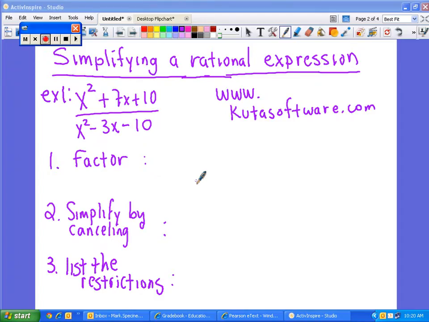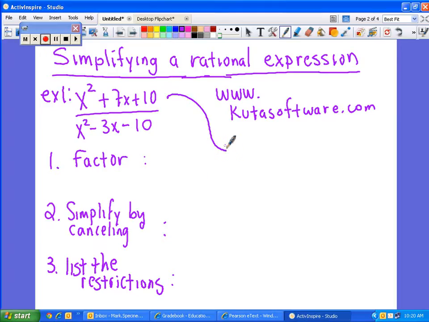Okay, so the first step is to factor these. So let's factor our numerator. How do we factor x squared plus 7x plus 10? What are we looking for? The things of 10 that add up to 7. The things of 10. Fingers?